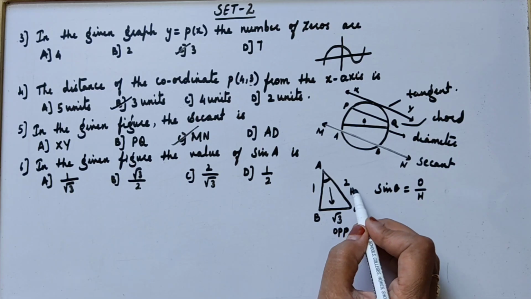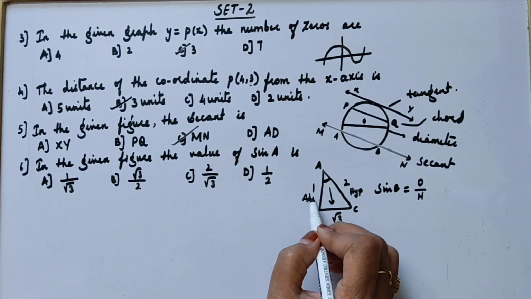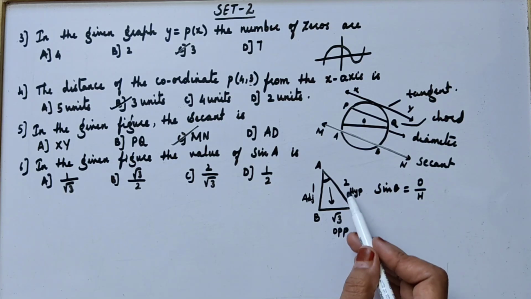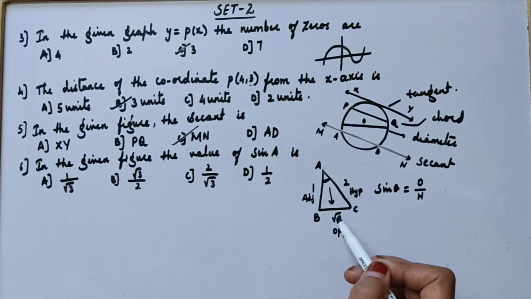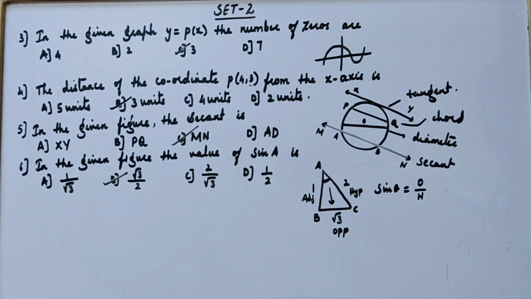This is the hypotenuse. Hypotenuse will never change. And this is adjacent. O by H is root 3 upon 2. That is, option B is correct, students.